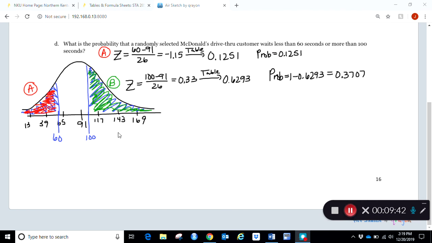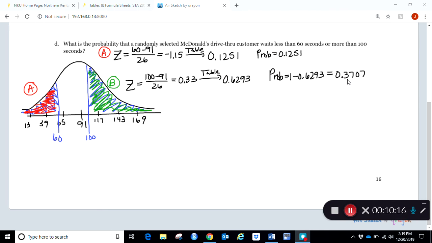Now for this piece, since I'm shaded to the right, I know I'm going to have to use that 1 minus rule. Since my 100 falls between 91 and 117, I know my z-score is going to be slightly positive, between 0 and 1, which it is. When I take that value to the table, I should find 0.6293. Now again, because this piece was shaded to the right, I have to do the 1 minus rule to get 0.3707.